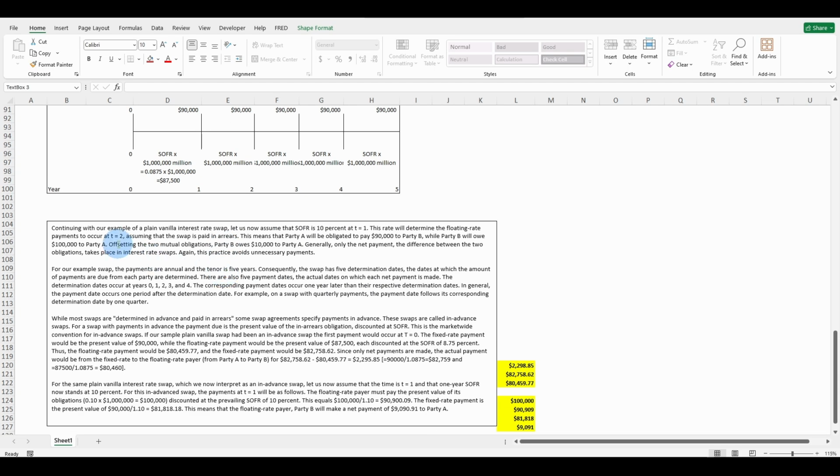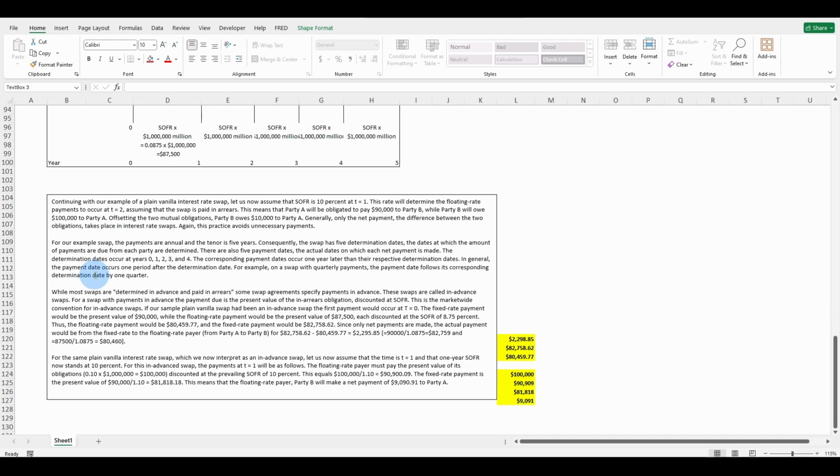Continuing with our example of a plain vanilla interest rate swap, let us assume that SOFR is 10% at time equals 1. The rate will determine the floating rate payment to occur at t equals 2, assuming that the swap is paid in arrears. This means that party A will be obligated to pay $90,000 to party B, while party B will owe 100 grand to party A. Offsetting the two mutual obligations, party B owes 10 grand to party A. Generally, only the net payment, the difference between the two obligations, takes place in interest rate swaps. Again, this practice avoids unnecessary payments.